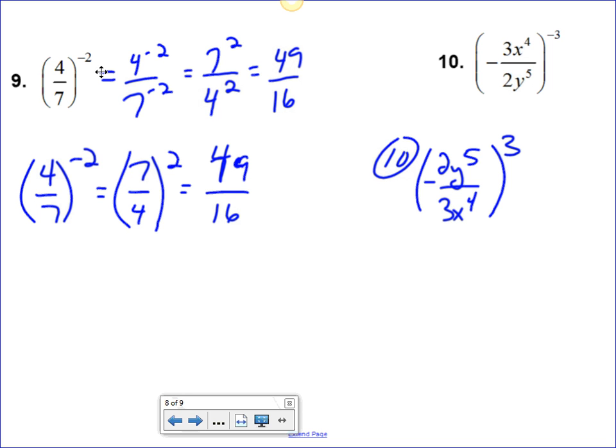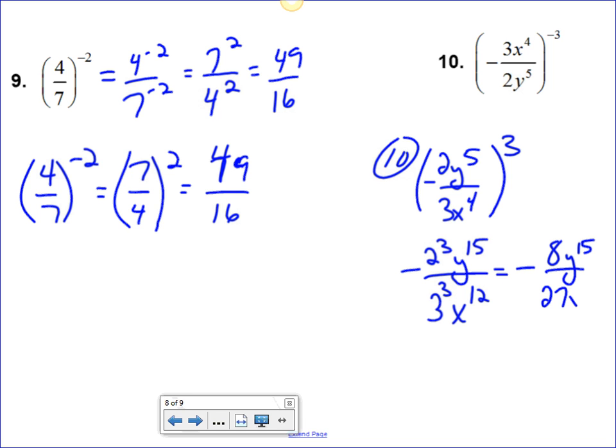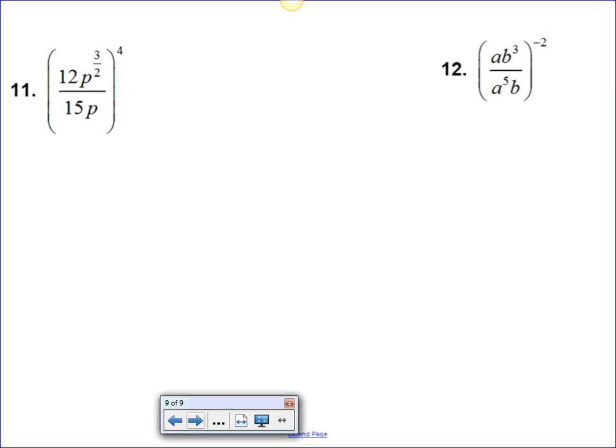So then, negative cubed is still a negative, so my answer is going to be a negative. 2 to the third on top, y to the 15th, over 3 to the third, 27, and first of all, x to the 12th. So my final step, I've got a negative 2 to the third is 8 y to the 15th over 27 x to the 12th.